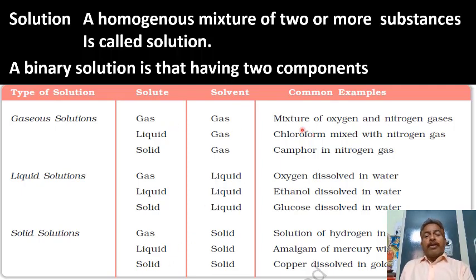For example, a mixture of oxygen and nitrogen gases is a gas-gas solution. Chloroform mixed with nitrogen is a liquid-gas solution, and a mixture of camphor in nitrogen gas is an example of a gas-solid solution. So, similarly, there are different types of solutions.